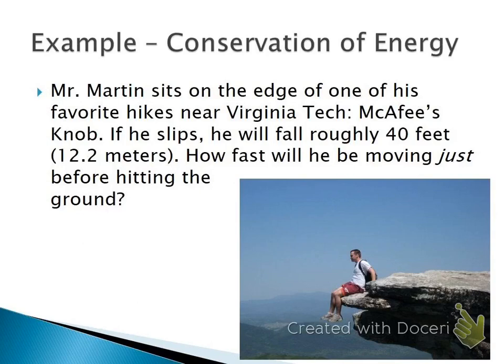So here's an example of a very attractive gentleman sitting on the edge of McAfee's Knob. If he falls off, he will fall roughly 40 feet. This is equivalent to 12.2 meters. And the question's asking how fast he'll be moving just before hitting the ground. Now, this is a question you could have answered back in one of the first modules with the equations of motion. However, a lot of times it's easier to look at this as a conservation of energy problem.